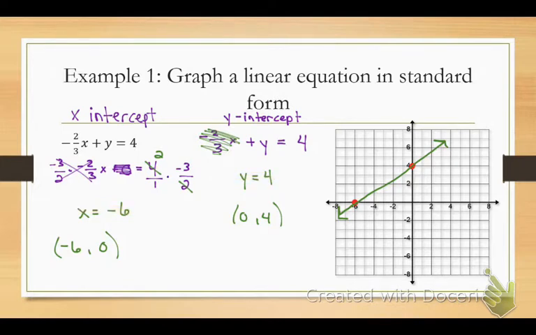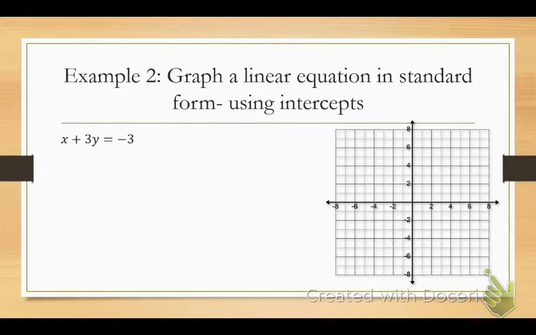So the ordered pair is the answer? The ordered pair tells you where the point goes. The answer is the graph. All right, let's do another one.